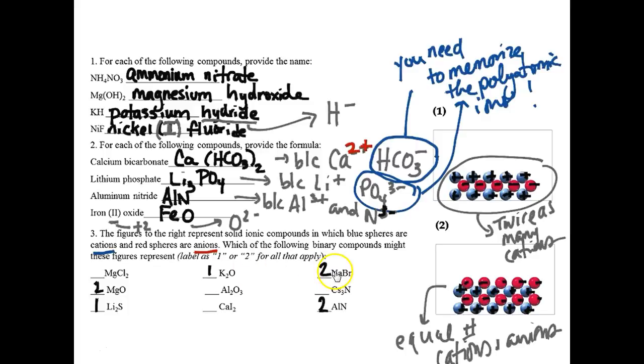And so even though sodium bromide, sodium is +1 and bromide is -1, magnesium is +2, oxide is -2, aluminum is +3, nitride is -3, the actual charges aren't required to answer the question. All you need to know is the ratio. So since it's 1-to-1 that we're looking for, all 3 of these could be the answer to this question.